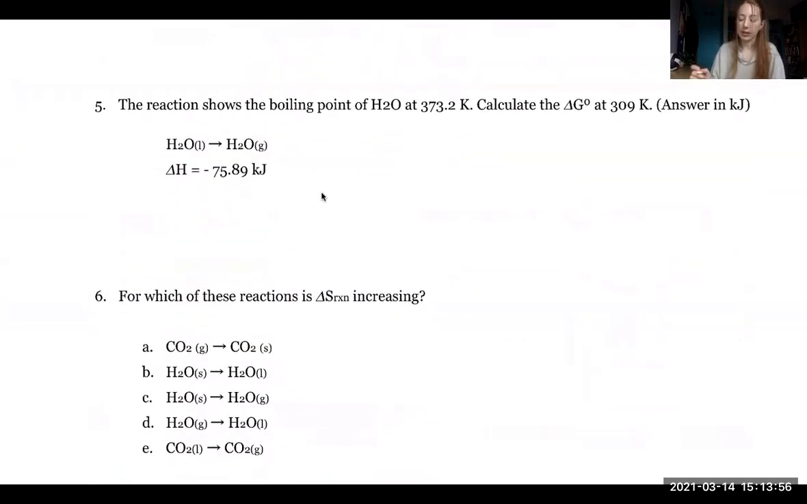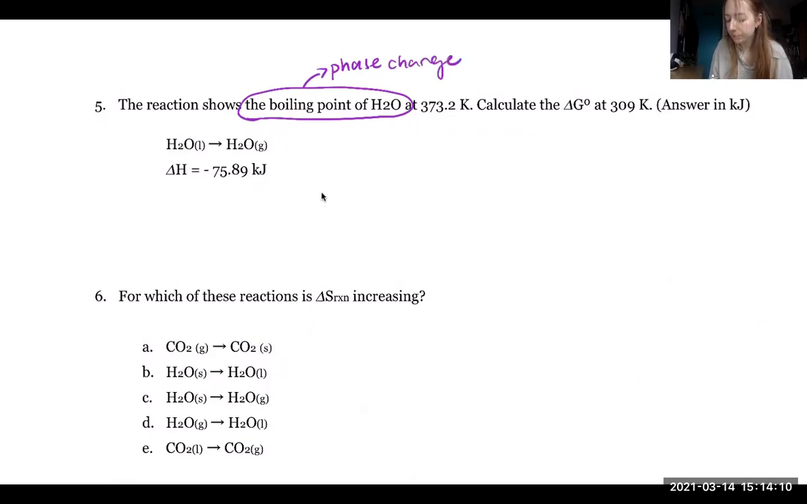So the next question is saying, we have a reaction at boiling point. Okay, boiling point. What does that mean? I think of a phase change. At this temperature, calculate delta G. So the first thing we need to do is see what variables we have to use and then figure out what we're missing.